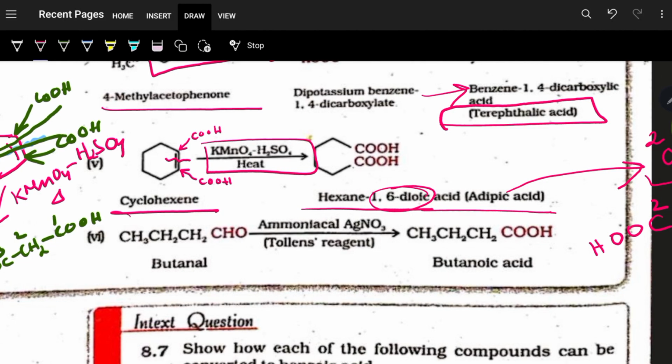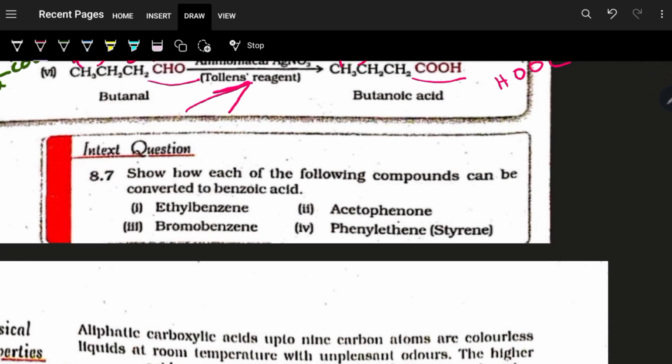Next, butanal, an aldehyde, getting converted to butanoic acid. This is oxidation, so use a mild oxidizing agent. We know Tollens' reagent and Fehling's reagent are mild oxidizing agents. So ammoniacal silver nitrate, a mild oxidizing agent, will convert it to butanoic acid. See, the number of carbon atoms remains the same: 1, 2, 3 and 4 on both the reactant and the product side.